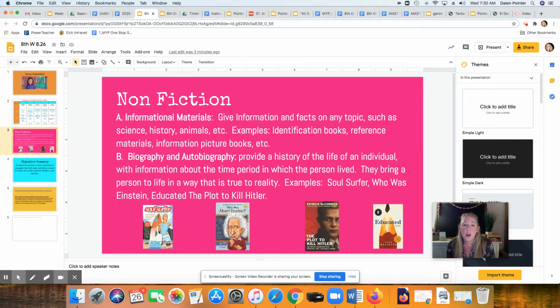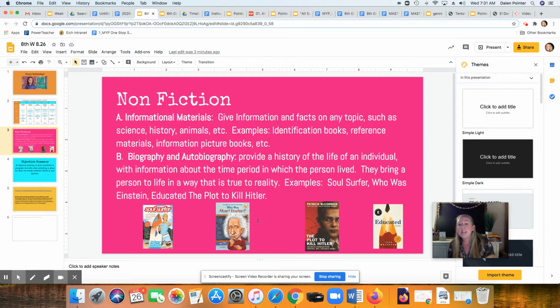There's Soul Surfer. That's the story of Bethany Hamilton, who was, I believe, 13 years old when she was surfing and got attacked by a shark and lost her arm. The Who Was Albert Einstein book. There's tons of who was, who is, where was, what was books. Okay, we have over 100 in our classroom library. So this one is just Einstein. I just picked him because I had it on hand.